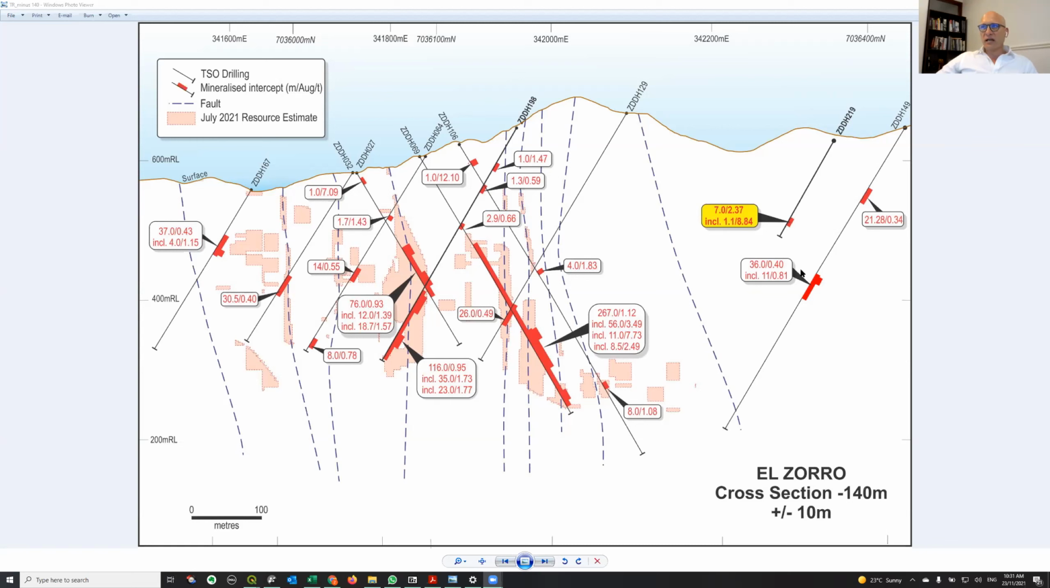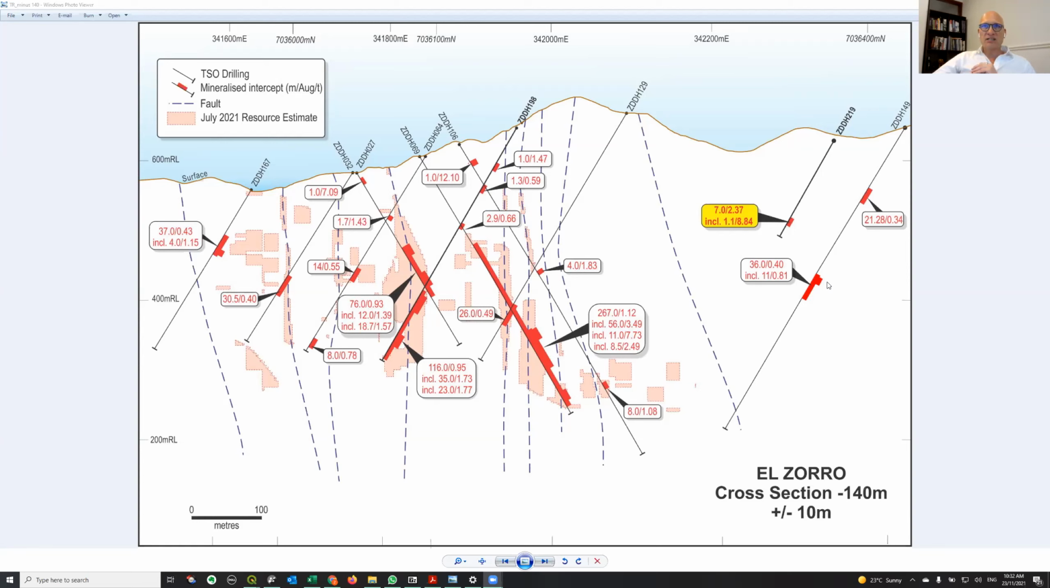Now this zone out here at Tenera East is starting to be quite significant. We're not seeing the same widths and grades as in the main Tenera deposit, but this is, I guess, an add-on to the main deposit and is certainly beginning to be predictable. It's been drilled over 600 metres of strike now, and it's extensive up and down dip.